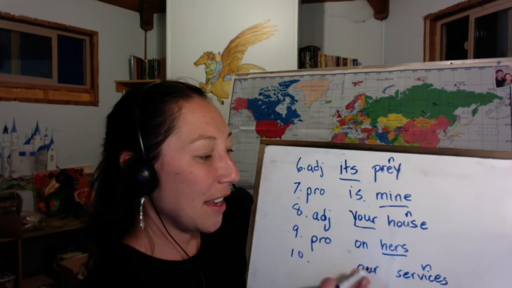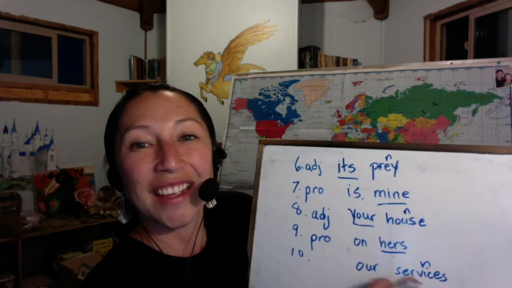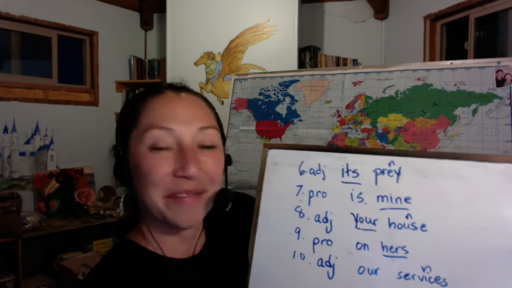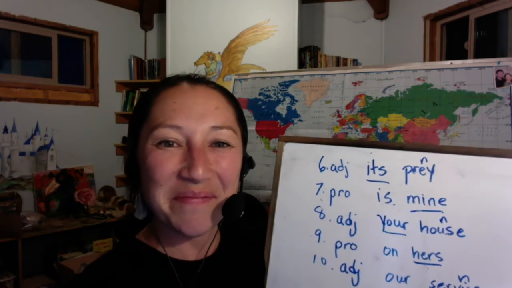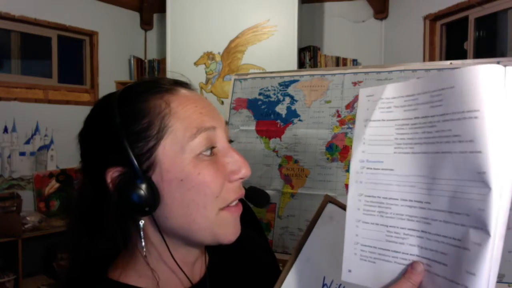Number 10, our church services. Services is the noun. If it's modifying a noun, it's got to be acting like an adjective. There you have it. The next set of instructions for number 11 and 12 says to write an imperative sentence using me as an indirect object.